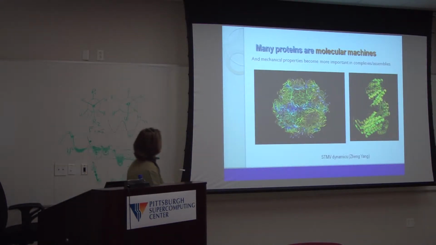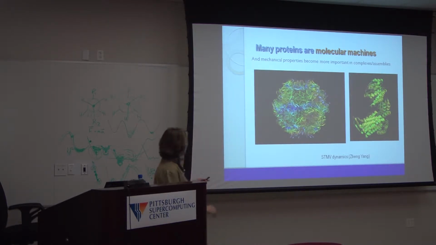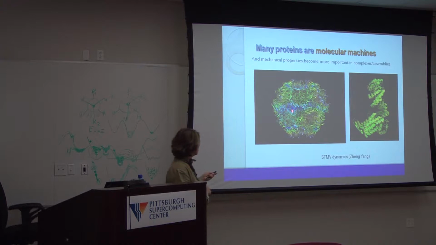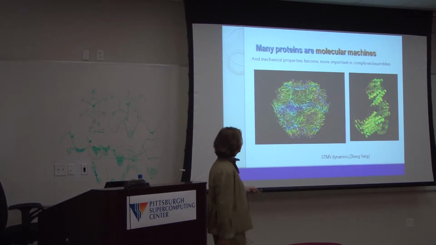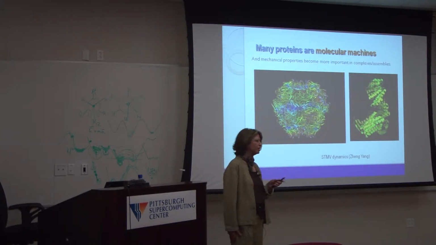So many proteins are molecular machines, and here is an example of a big viral capsid. Again, knowing the coordinates of the viral capsid as well as the RNA, the genetic material inside, we are able to predict the most collective movements that the capsid is going to undergo. Or we can do the same thing at the molecular level.